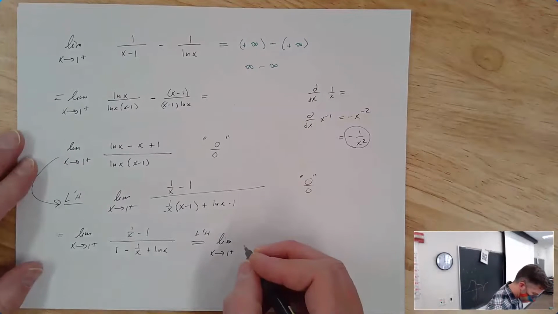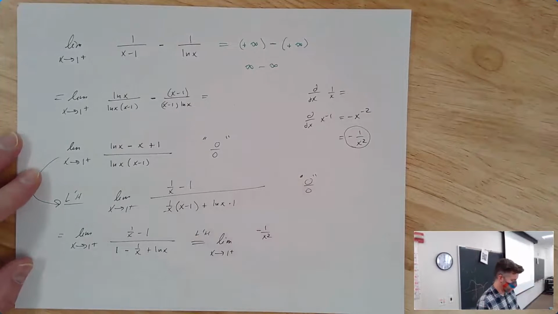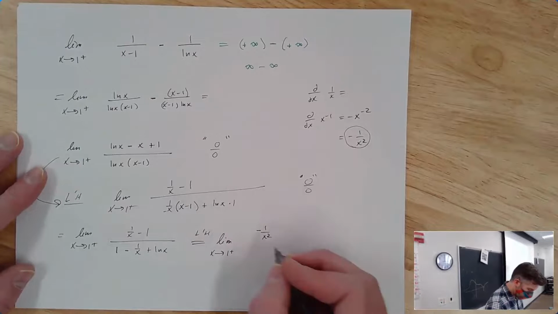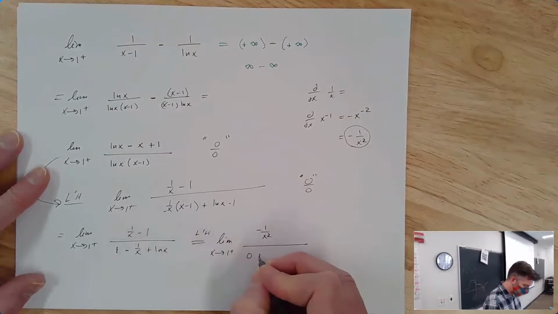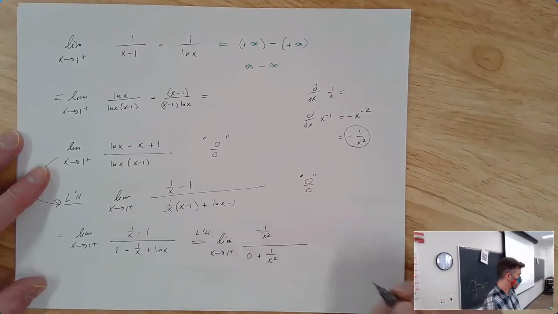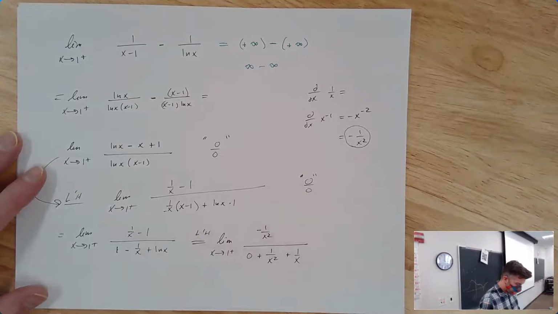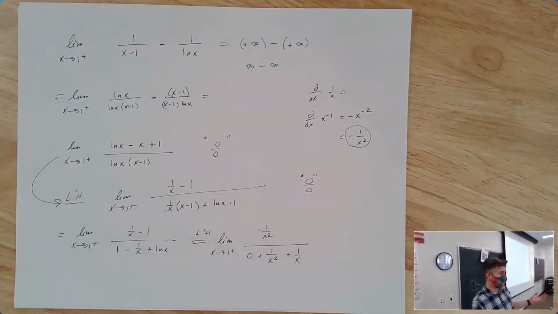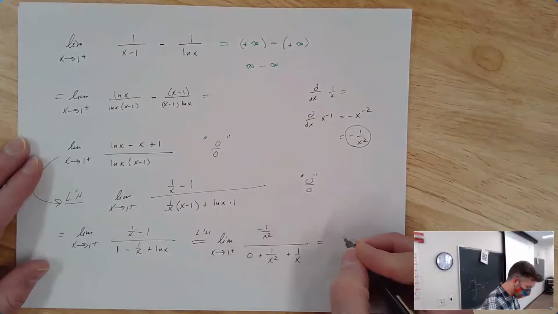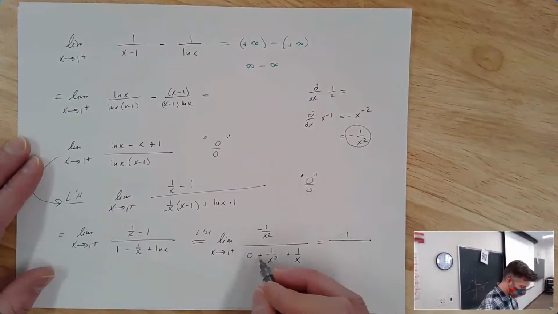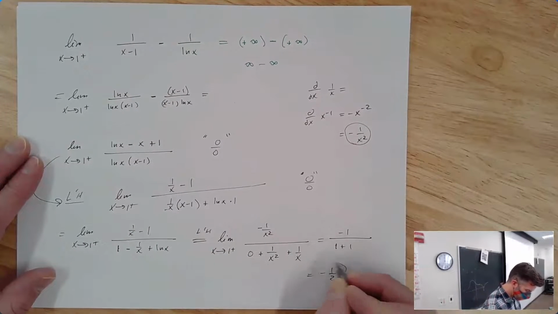All right, so then taking the derivative of the top, I'm going to get negative 1 over x squared minus 0. And the bottom, the derivative of 1 is 0. The derivative of negative 1 over x is positive 1 over x squared, because the sign changes. And the derivative of the natural log of x is 1 over x. And now if I try plugging in 1, I get a non-indeterminate form. I get something that's a real number. I get negative 1 over 1 plus 1, which is negative 1/2.